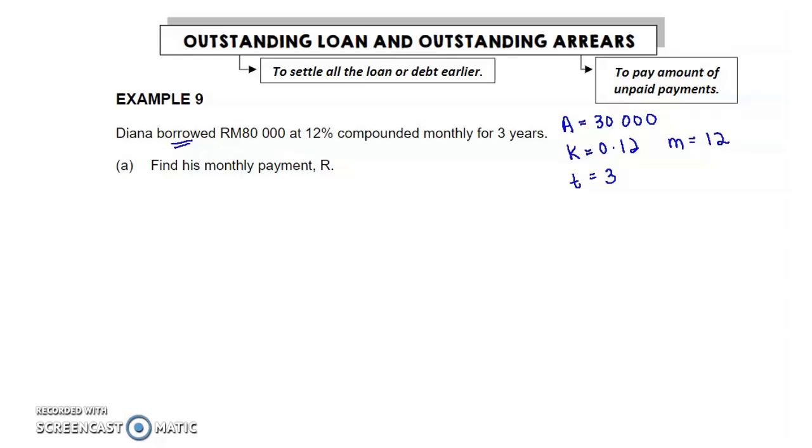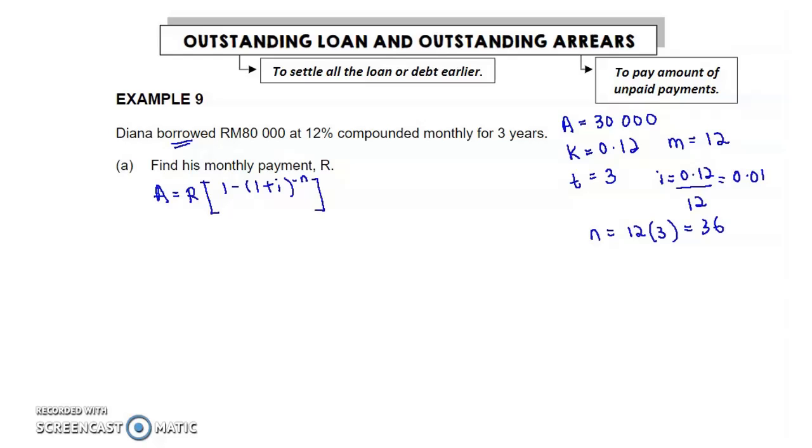As usual, calculate value I. So I equals K over M, 0.12 divided by 12 equals 0.01. And N equals M times T, 12 times 3 equals 36. So how to find R? Since we have info about A, we use formula A. A equals R multiplied by 1 minus 1 plus I to the power of negative N, all divided by I.